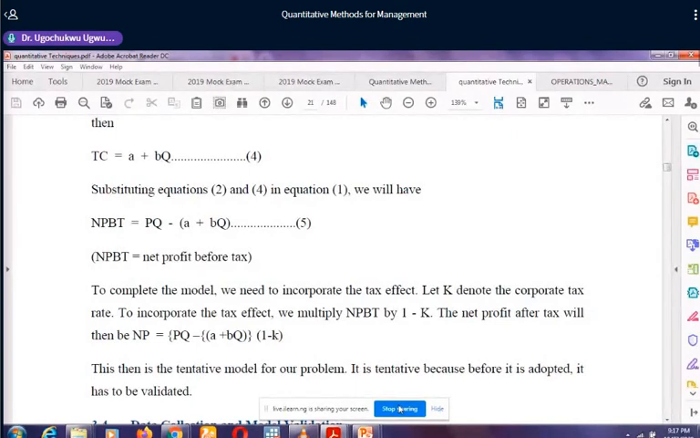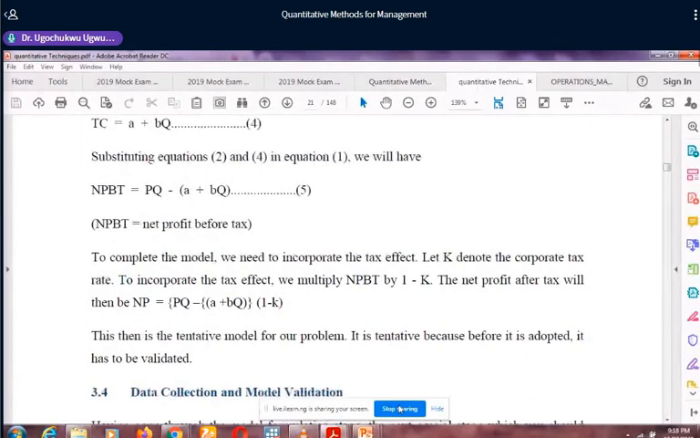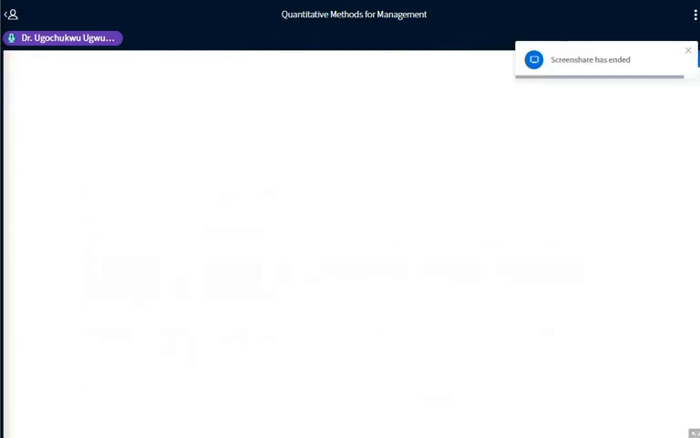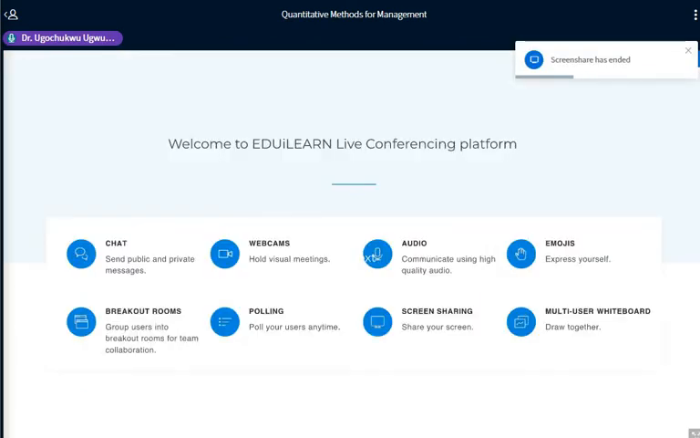Now, there are other key factors you have to put in, because we talked about sales, we talked about revenue, and then for you to arrive at net profit, that is profit after tax, you must factor in tax, and that is this component here now. The tax element is what we have as NP equals (PQ minus (A plus BQ)) times (1 minus K). The A plus BQ is what? Your total cost. And then 1 minus K is what? Your tax rate. K is the tax rate. Okay, so I think that's just what I wanted to show you in this slide. Okay.